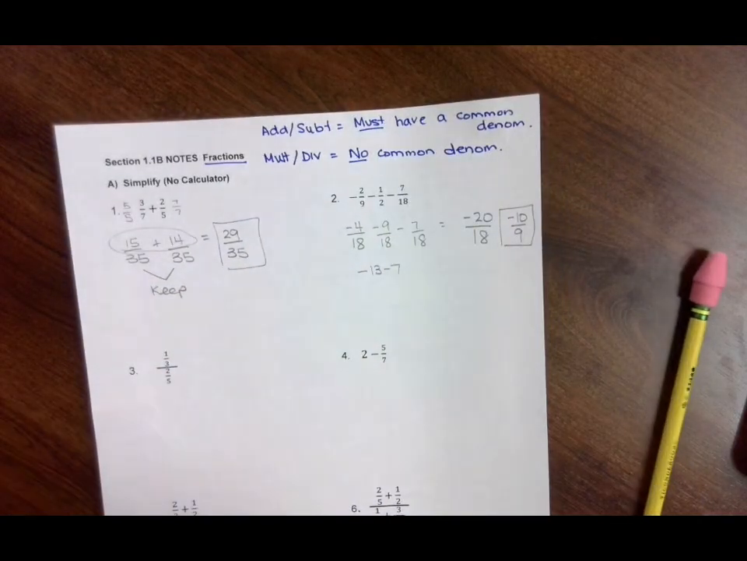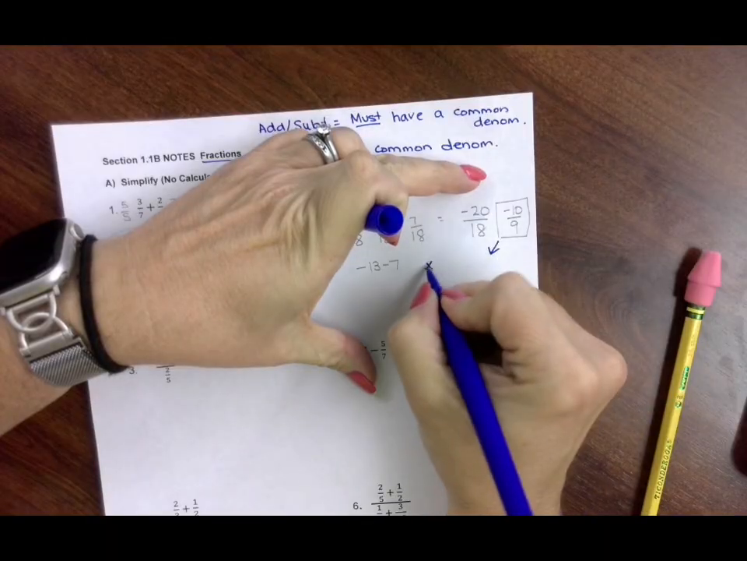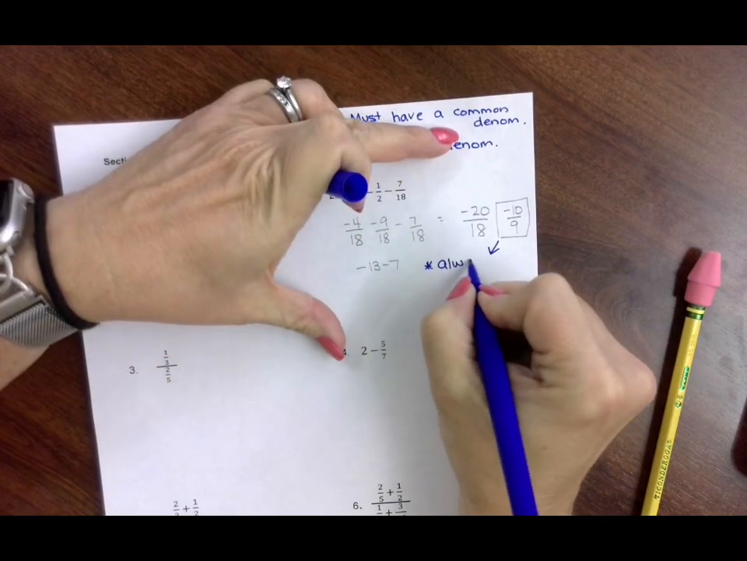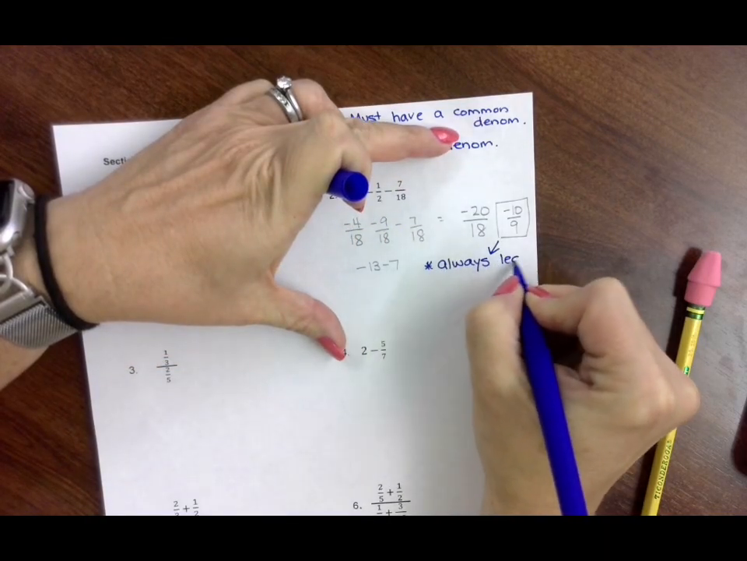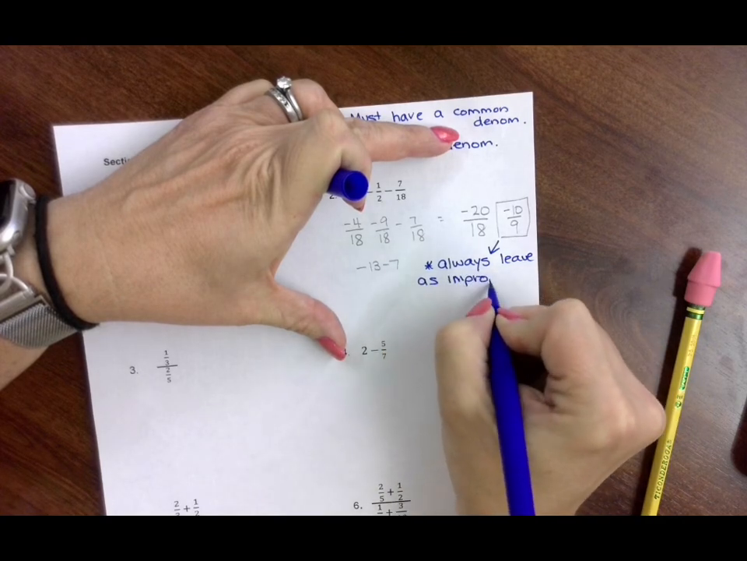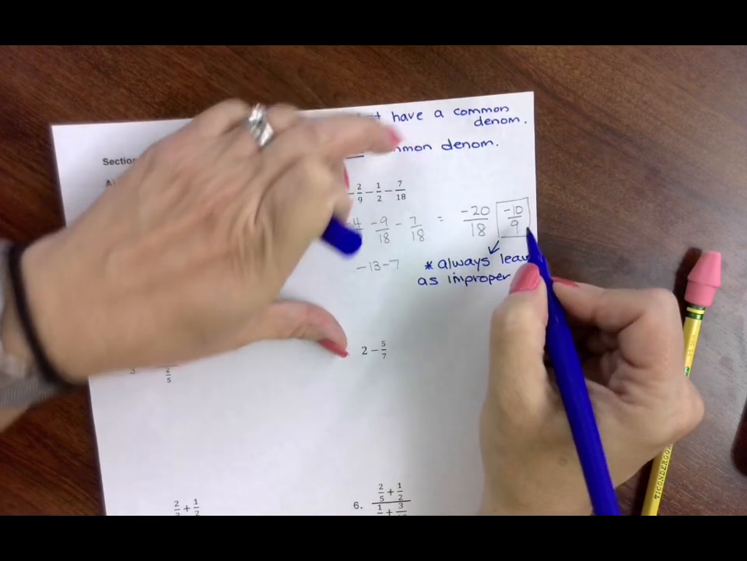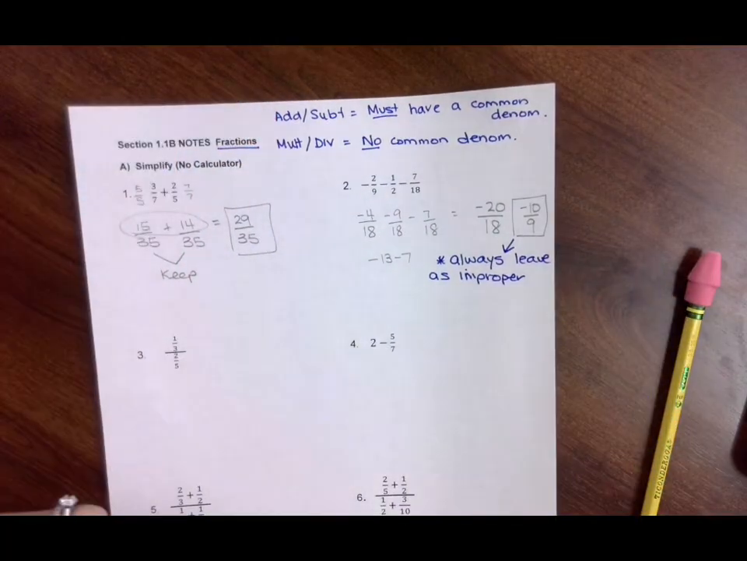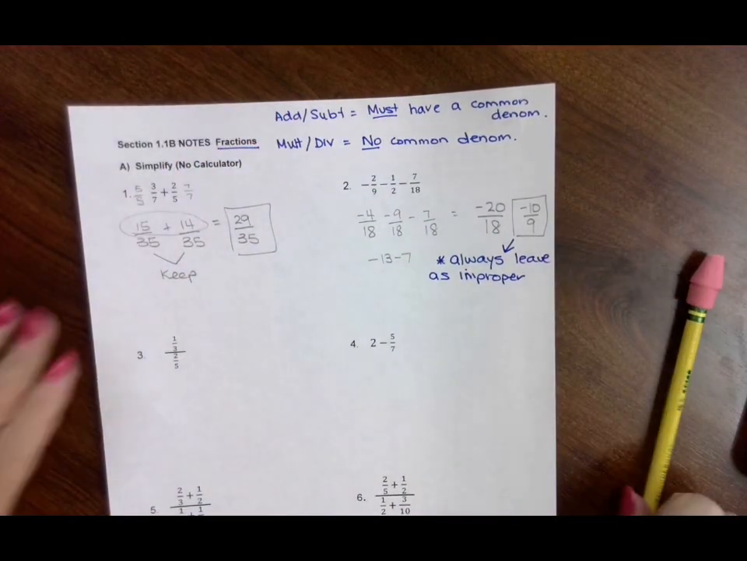Now, I'm going to make another note here. So in this class, we are going to always leave as improper. So remember, an improper fraction means you have a bigger number in the numerator. So we're going to leave it that way.